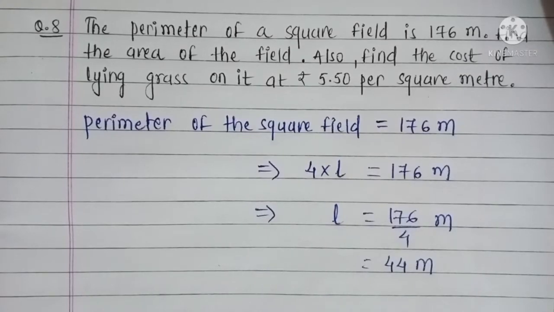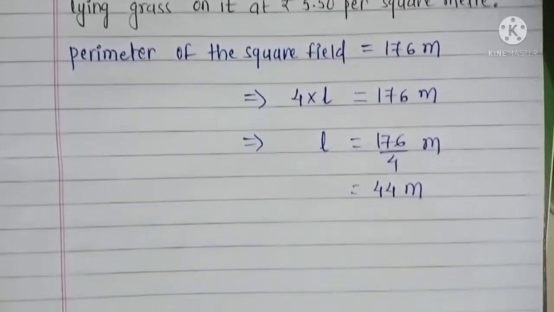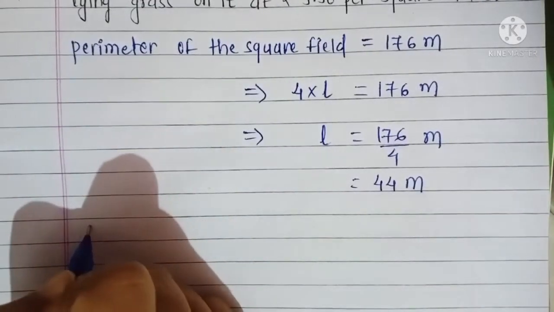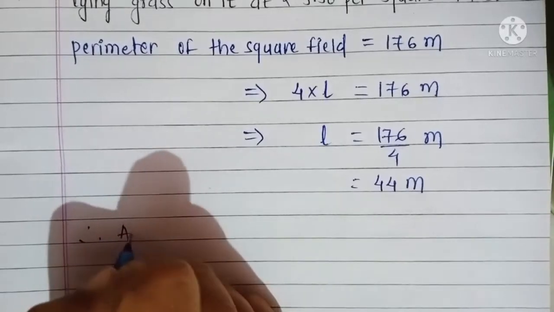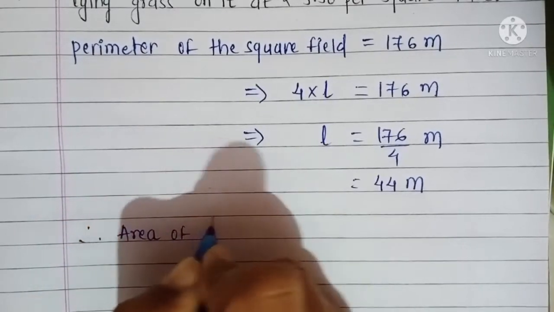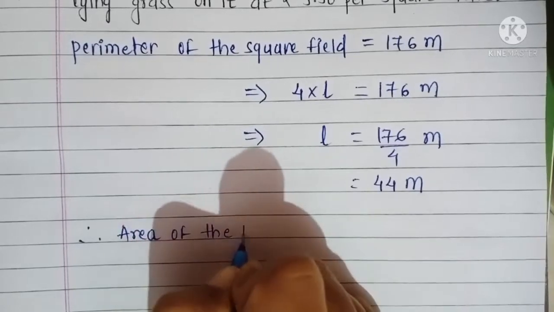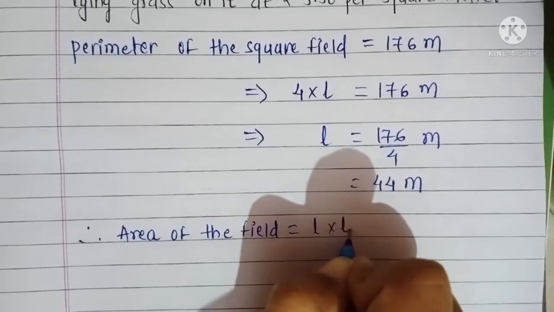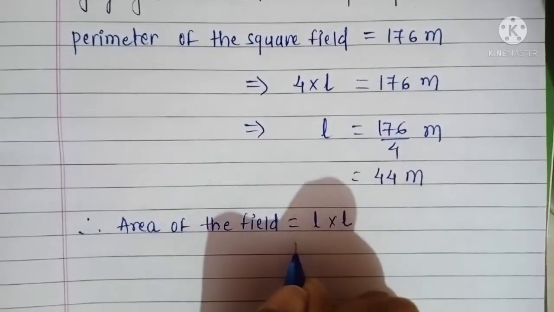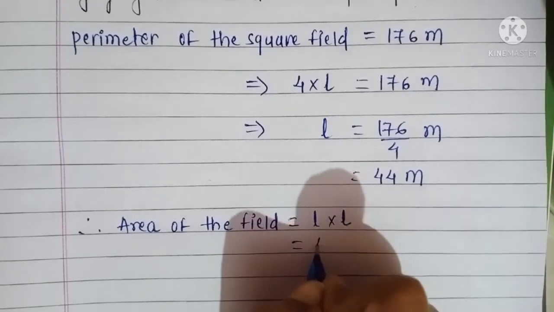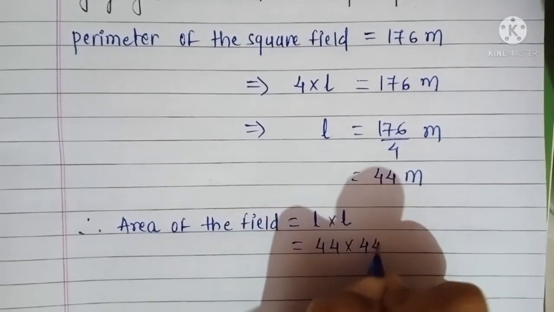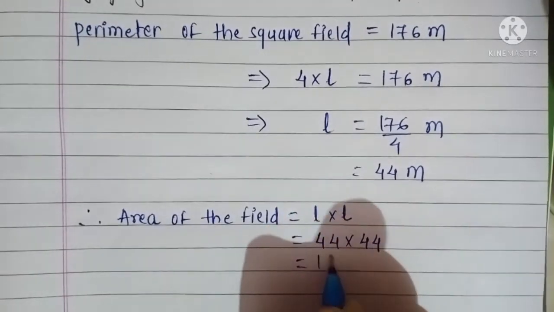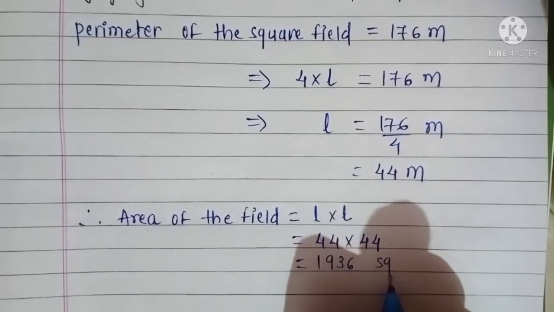Now by using this length, we find the area of the square. Therefore, area of the square field is equal to length multiplied by length. This is equal to 44 multiplied by 44 and we get answer 1936 square meter.